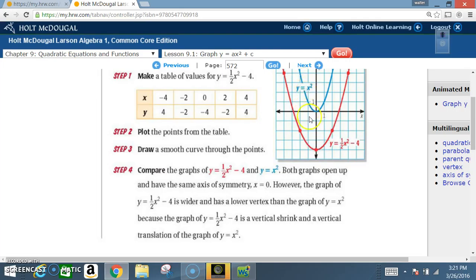Here is 1. Here is 1/2. So we know, actually I said that wrong. When they say shrink, they're referring to the fact that it's going down 4 units. But here, going from here to here, we know that's going to get wider because the a value is smaller. The smaller the a value, the wider the graph. And once again, vertical shrinkage, also called a vertical translation, downward in this case, 4 units. 1, 2, 3, 4.